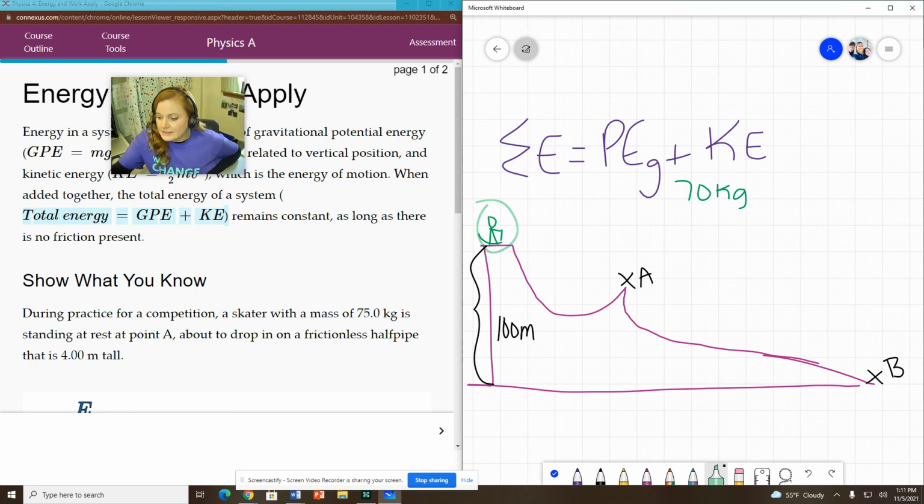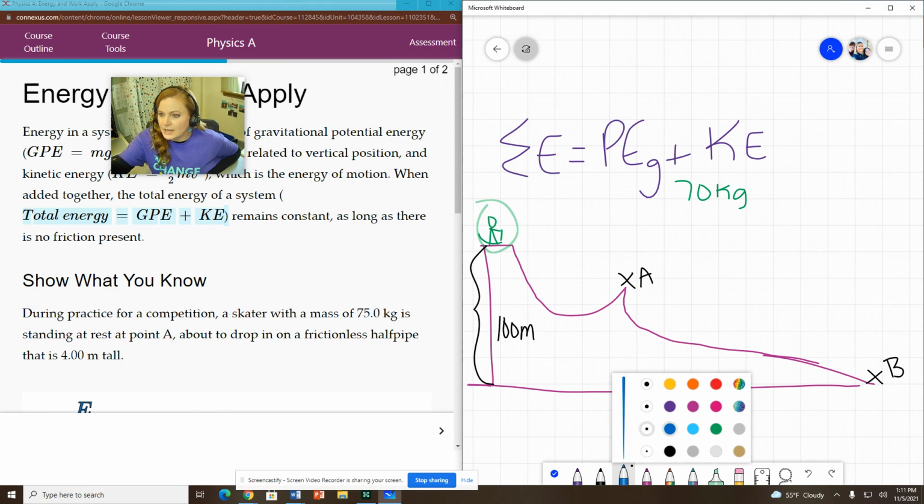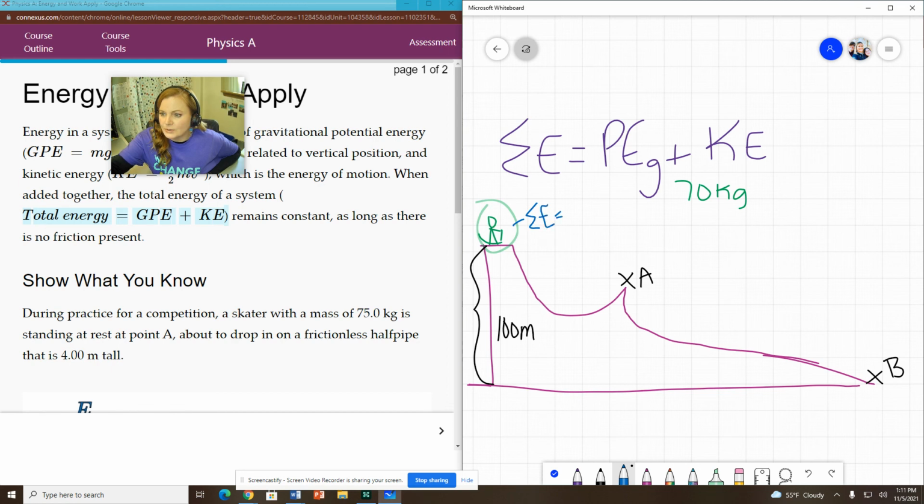So at just this point and no other point along the track, I'll make this a different color. Just here, at this point, the sum of the energy, or total energy, is going to be equal to the potential energy at that point, because again, kinetic energy is 0. So all their energy is just potential.